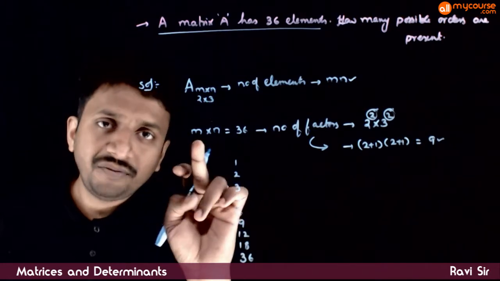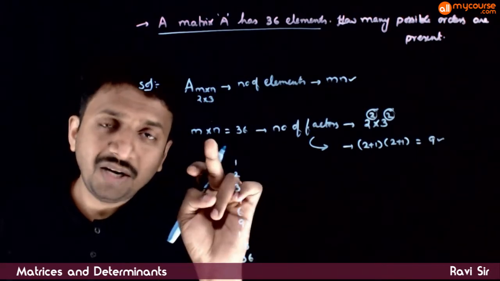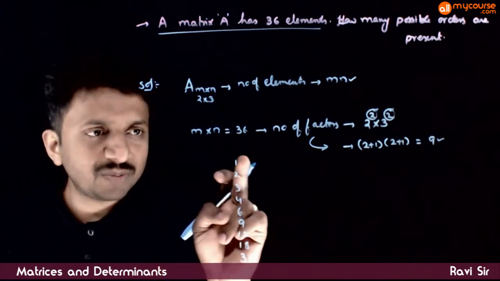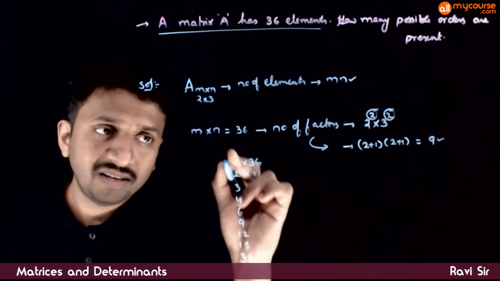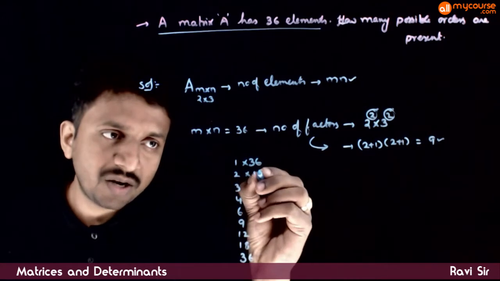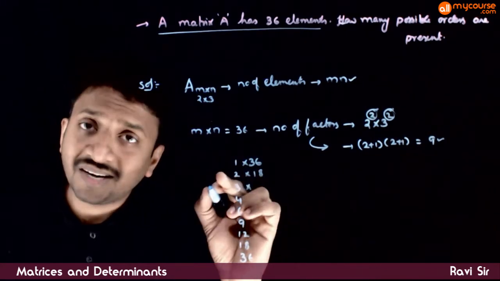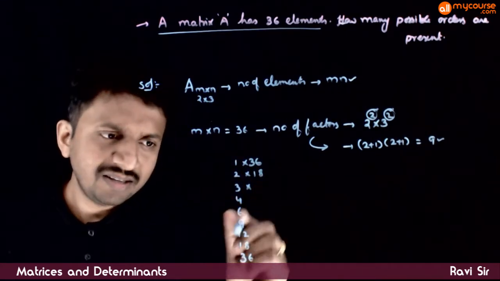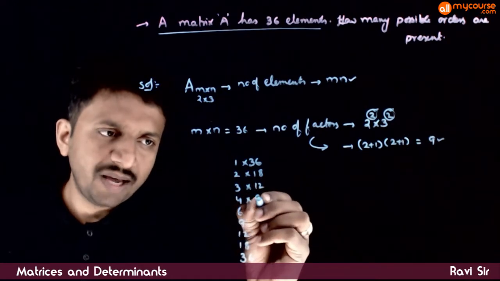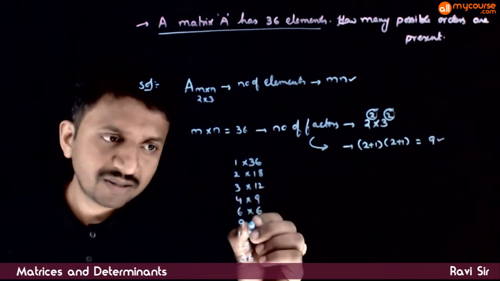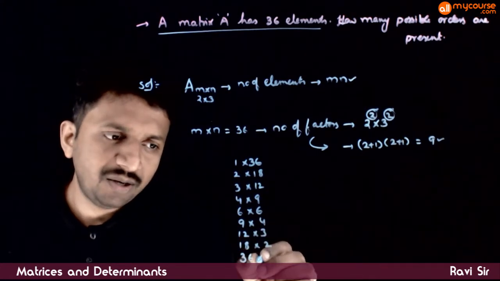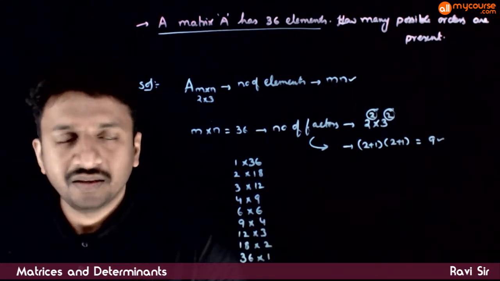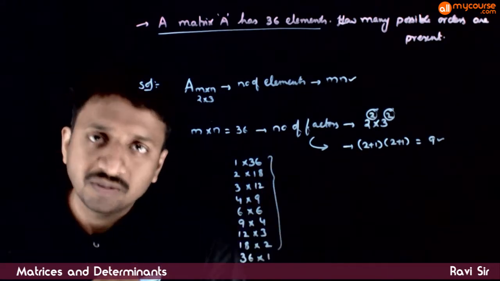So now, if you take M into N is equal to 36, corresponding to each of these factors, if you take these as M's, correspondingly you can find an N. So 1 by 36, 2 by 18, 3 by 12, 4 by 9, 6 by 6, 9 by 4, 12 by 3, 18 by 2 and 36 by 1. So these are the different possible orders.